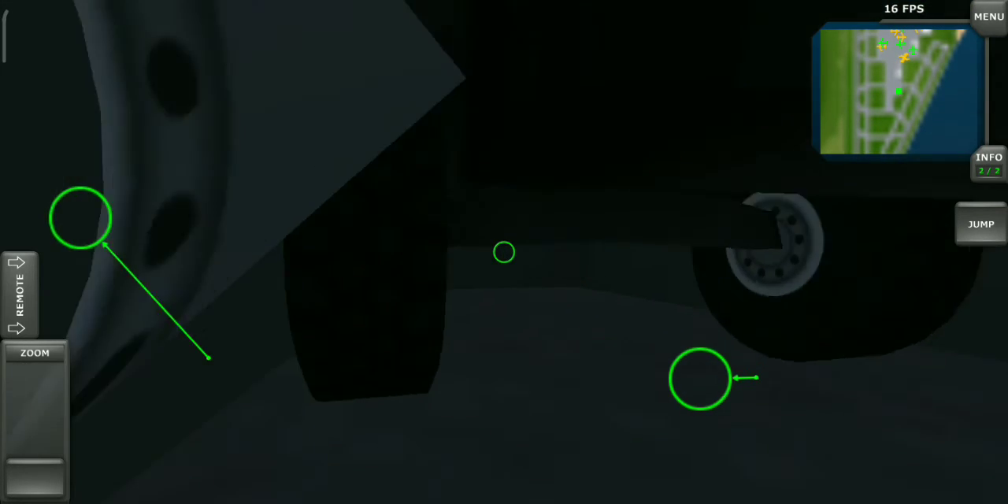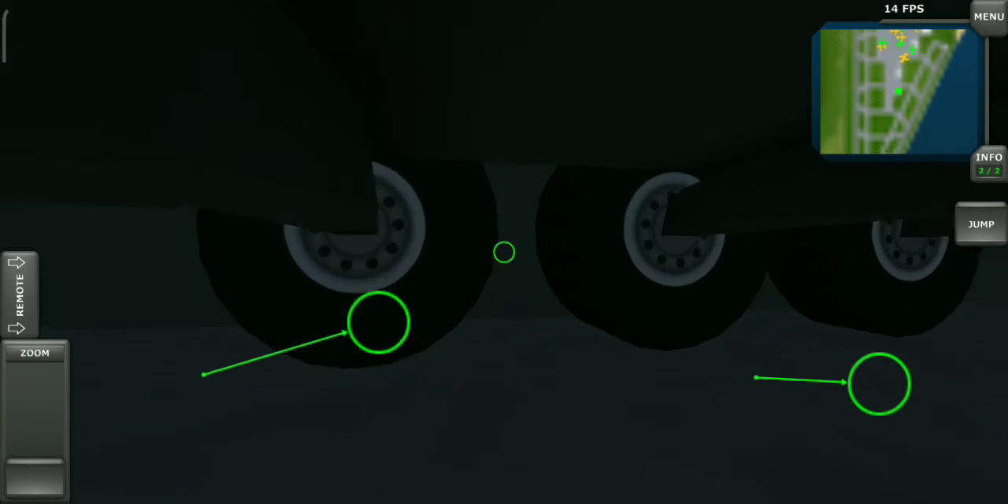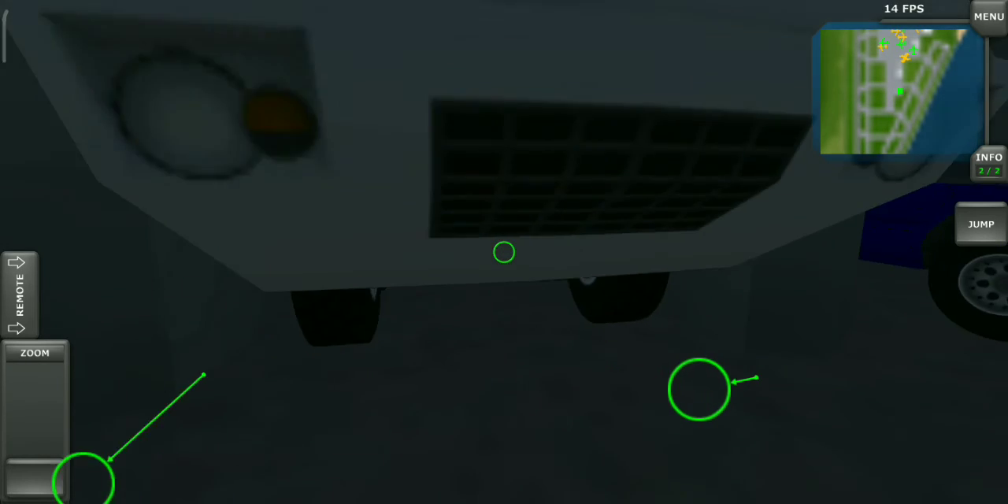Moving on, this is the fuel truck. Important, because if you don't have any fuel, that's bad.